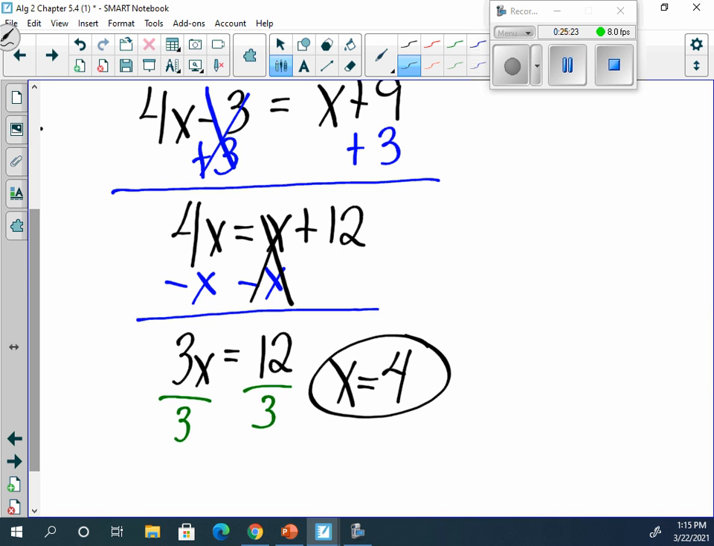So once we squared both sides, we can use our multi-steps to solve using addition, subtraction, multiplication, and division. Any questions on any of these here so far?